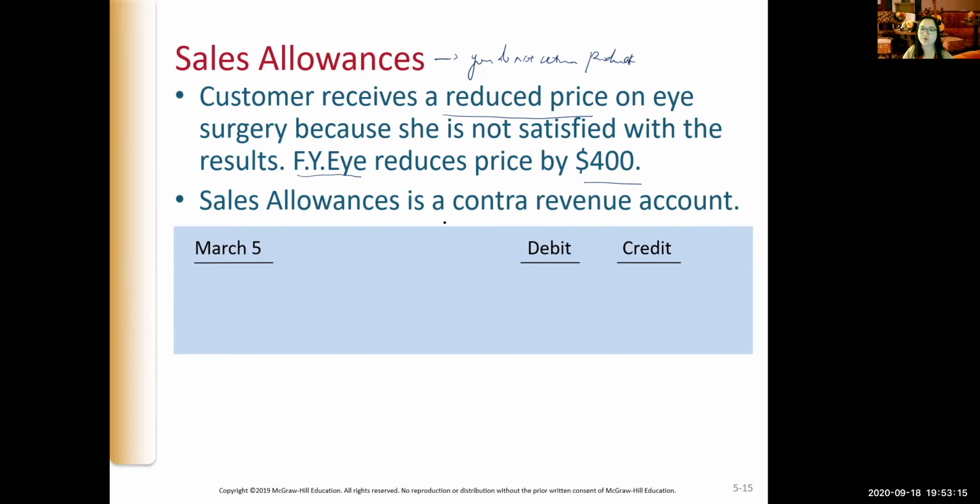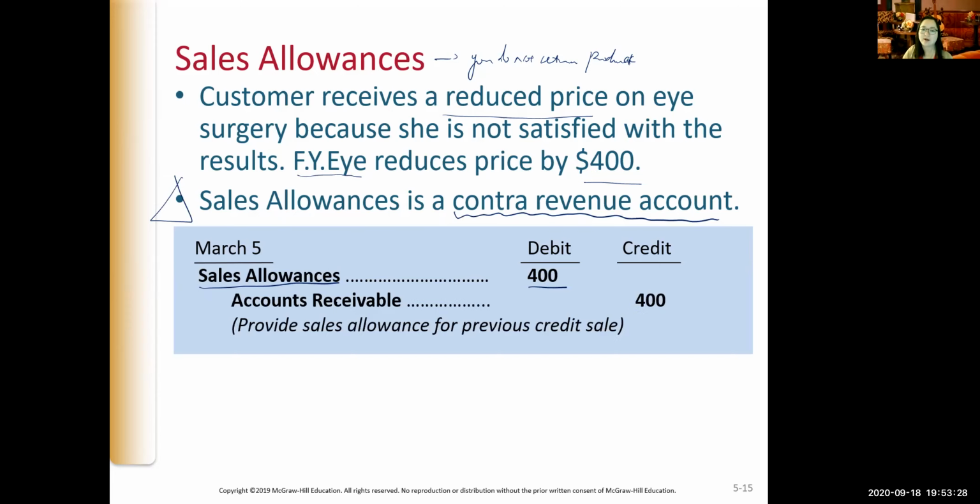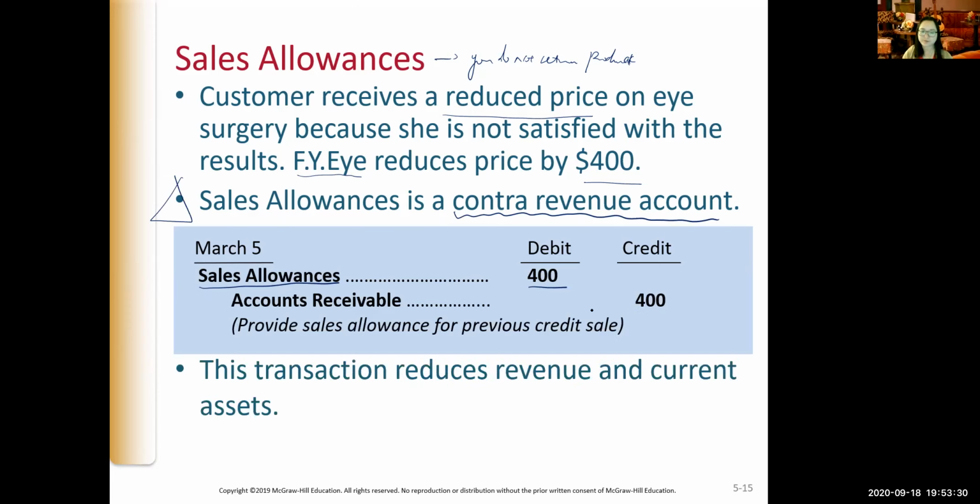So how do we record this? Same thing. Sales allowances is also a contra revenue account. So by recording it, we will debit the sales allowances account for 400 and credit accounts receivable for 400. Same thing, this transaction reduces the revenue and current assets as well.